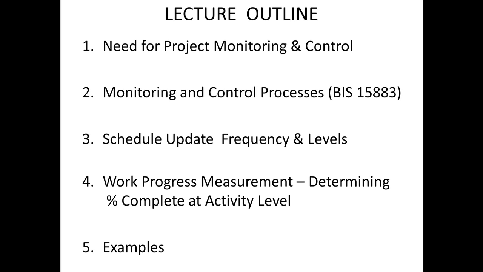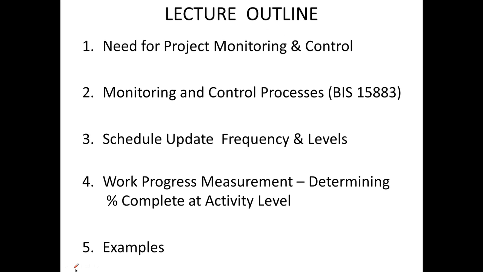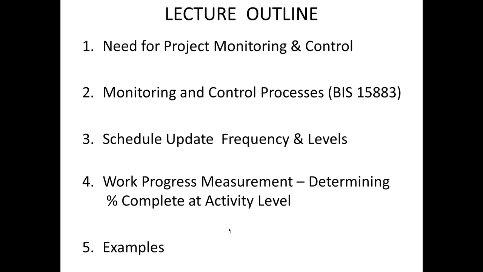We will do a little bit of discussion on that, and then we get into a lot of detail on how we actually measure work progress, and an important issue here is measuring what we call percentage complete. So how do we measure percentage complete of an activity? Okay, so these are the topics which we are going to cover, and finally we will give a couple of examples to show how we are going to do this percentage complete measurement and some of the problems associated with it.